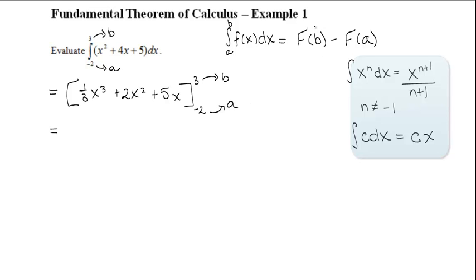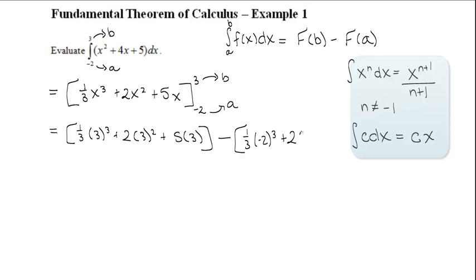In the formula, it says to plug in our B value first. So if we plug in 3 everywhere we see x, we're going to get 1/3, 3 cubed, plus 2 times 3 squared, plus 5 times 3. And now we're going to subtract the antiderivative with our A value plugged in, and -2 is our A value. So if we plug in -2, we're going to get 1/3, -2 cubed, plus 2 times -2 squared, plus 5 times -2.